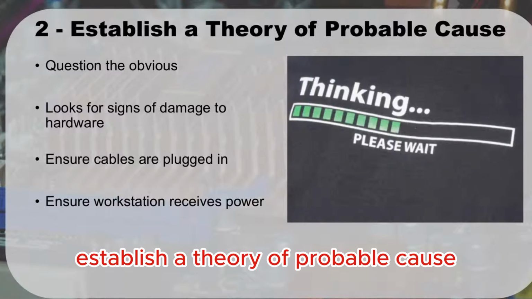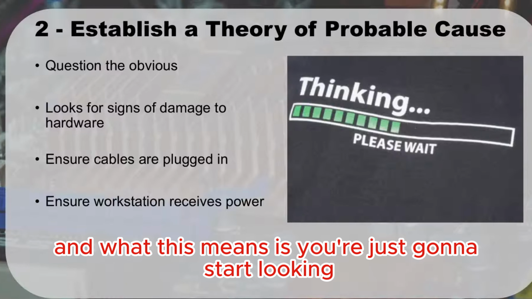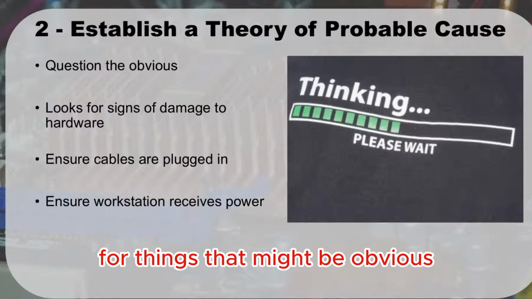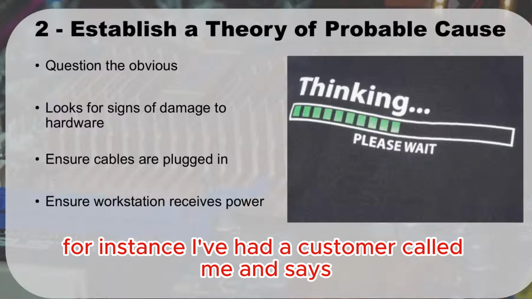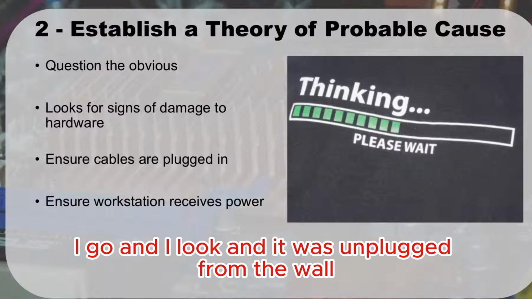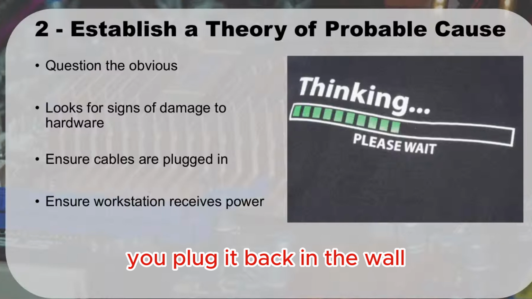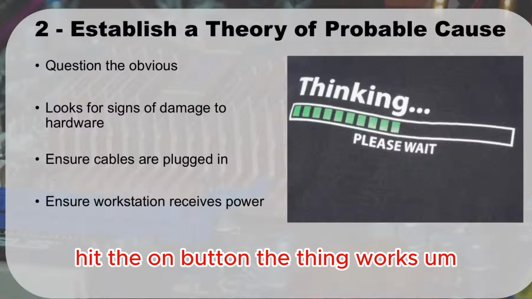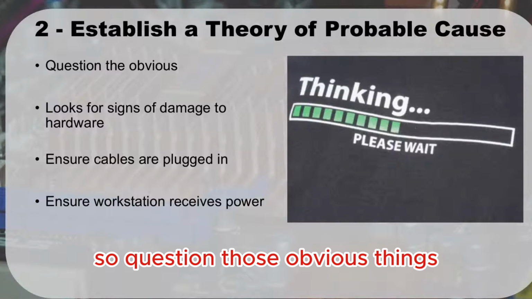Second, you're going to have to establish a theory of probable cause. What this means is you're just going to start looking for things that might be obvious. For instance, I've had a customer who called me and said, I can't get the computer to turn on. I went and looked, and it was unplugged from the wall. That was an obvious issue, right? You plug it back into the wall, hit the on button, and the thing works. So question those obvious things. A lot of times you'll see that.